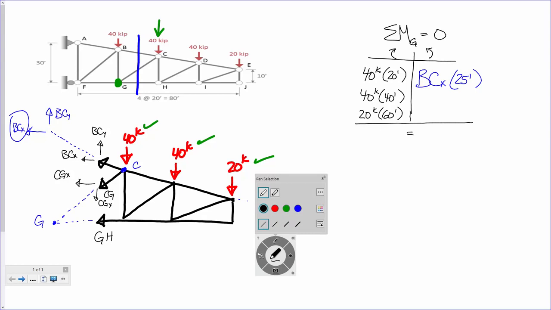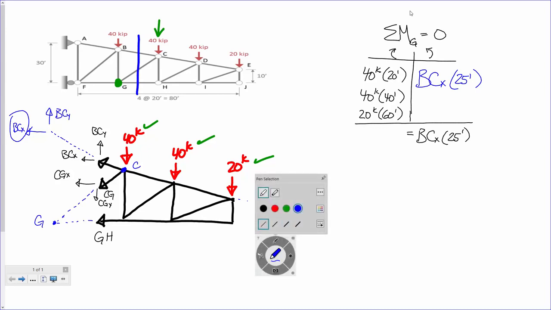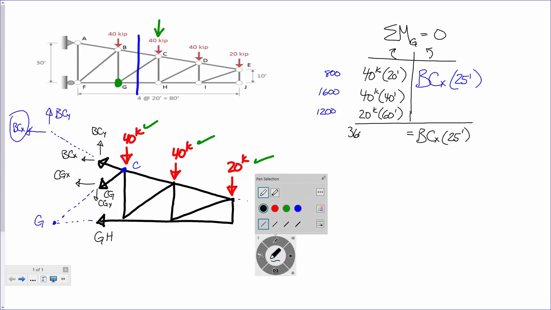So far, so good? So when you say sum of moments equals 0, basically all you're saying is that everything spinning clockwise has to equal everything that's spinning counterclockwise. So on the right side of the table, I've got BCX times 25 feet. And on the left side of the table, I've got, was that 40 times 20? Let's see, 40 times 20, that's 800. 40 times 40, that's 1,600. 20 times 60, that's 1,200. So 800 and 1,200 will give you 2,000, so that's, what, 3,600? Did I do that right?